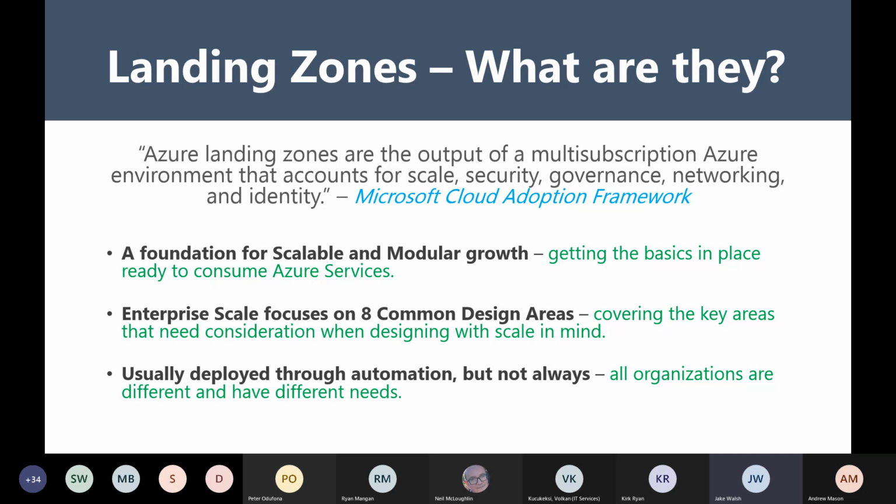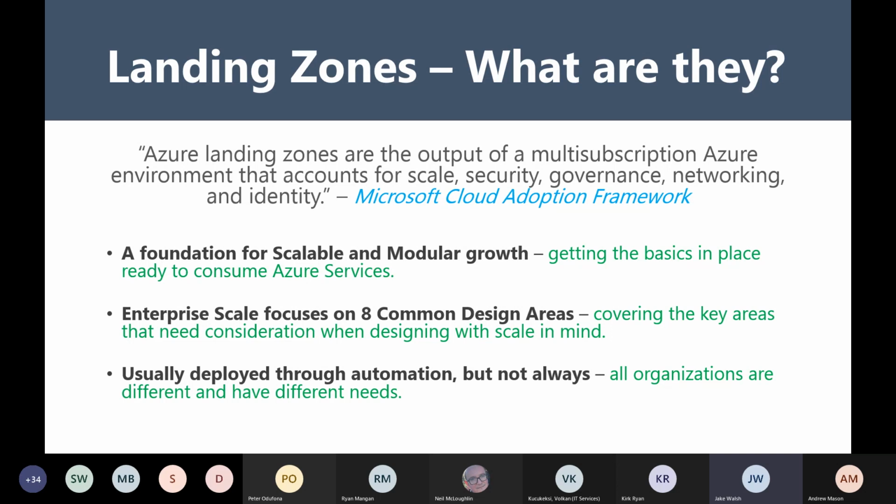It's about getting a foundation for scalable and modular growth. And that's about getting the basics in place so you can consume those services. If we take WVD as an example, that's all things around Azure Active Directory and Windows Active Directory, two examples of something you may consider very strongly if you were looking to make a foundation for scalable and modular growth.